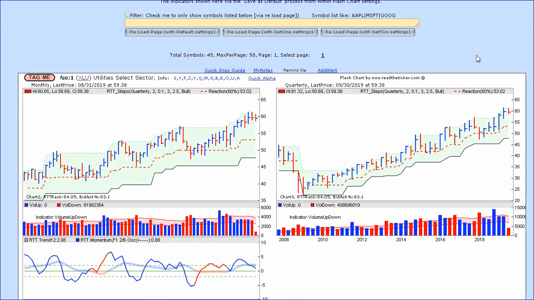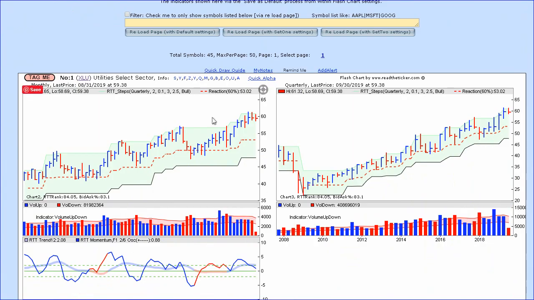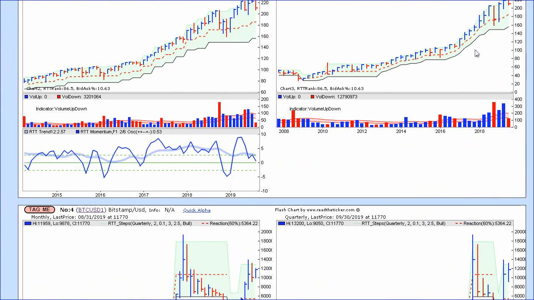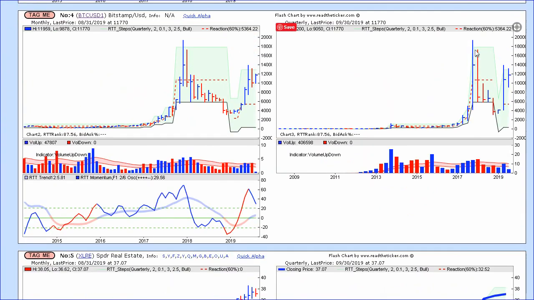When I open up my flash charts, I did say to you I sorted it on the weekly. That means I've got XLU here, PHO, IGV, XLU. It opens up in the sort order, so I'm looking at the strong ones first. I don't want to buy any of this stuff because it's way too strong. It's already left the house. The horse has already bolted.